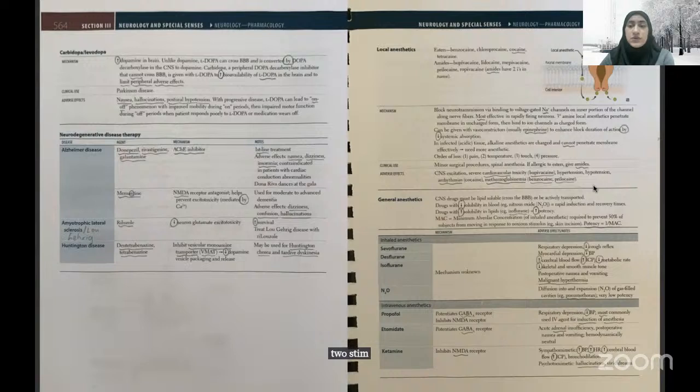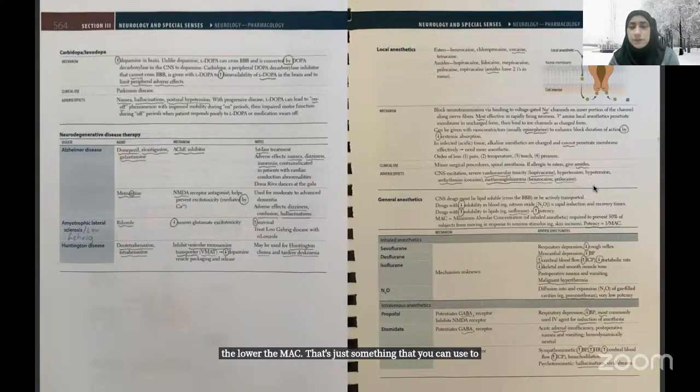For example, we have an equation here. Potency equals 1 divided by MAC. Basically, we can say potency is inversely proportional to MAC. The higher the potency, the lower the MAC. That's just something that you can use to help yourself understand.